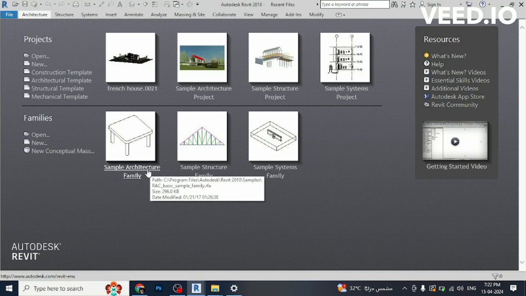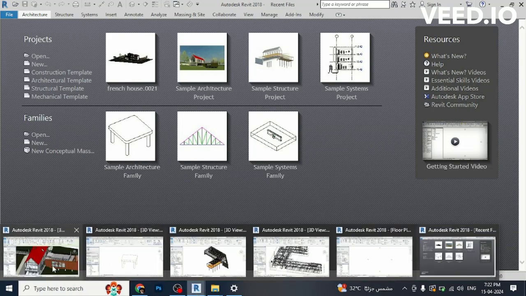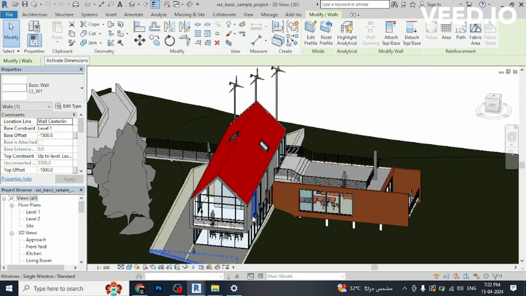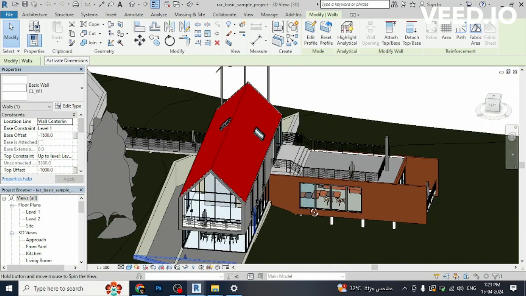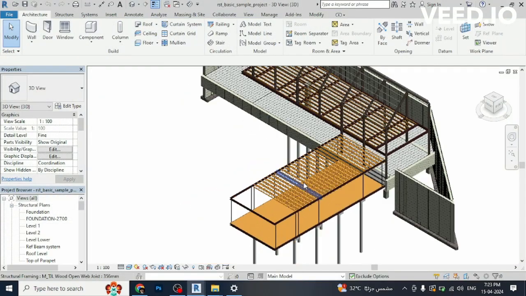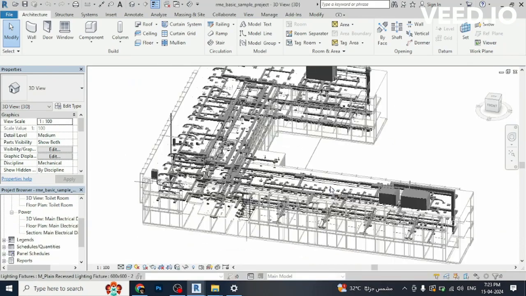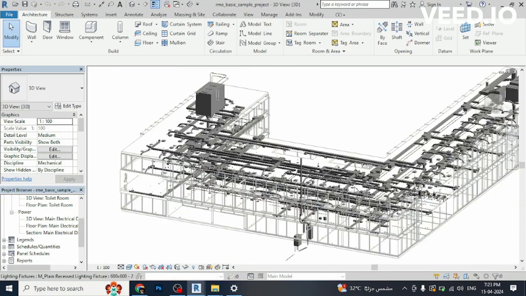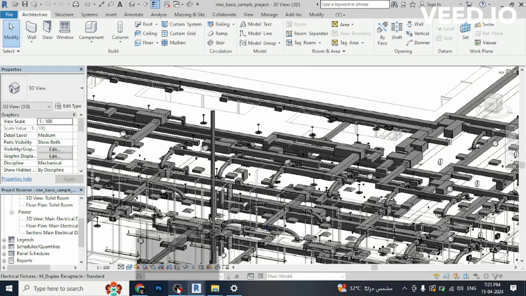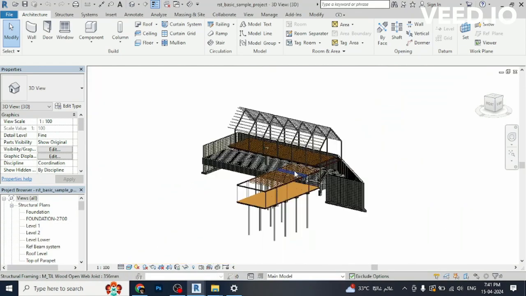in our future videos. Now moving forward, Revit also has four main templates: the more specific one for construction, the optimized one for architecture, the skeleton and material one for structure, and the conductors and tools one for systematic. So this is all about the templates and homepage of Revit.